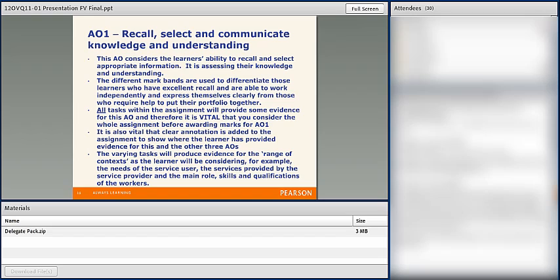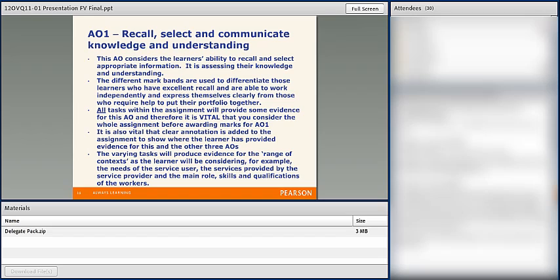All tasks within this assignment will provide some evidence for this assessment objective, and so it's vital that you consider the whole assignment before awarding marks for AO1. What a lot of centres do is that they allow the learners to work on a task-by-task basis. So they'll undertake task 1 and hand that in, and then you will mark it. And that is fine, but you cannot award a final mark for AO1 until you've seen all 4 tasks, because all 4 tasks will allow students to access marks for AO1.